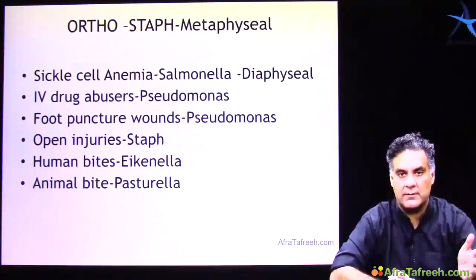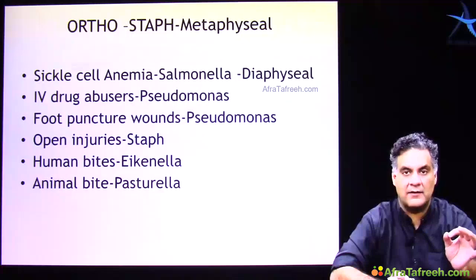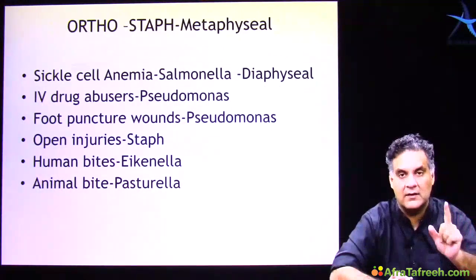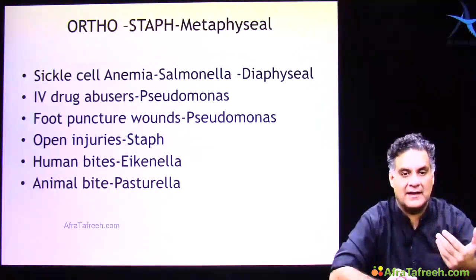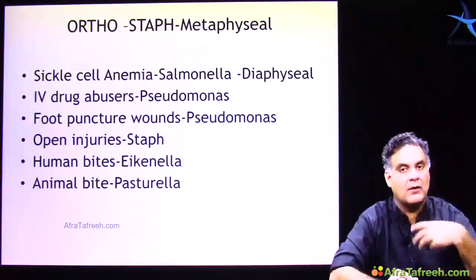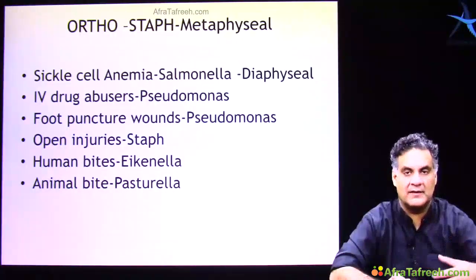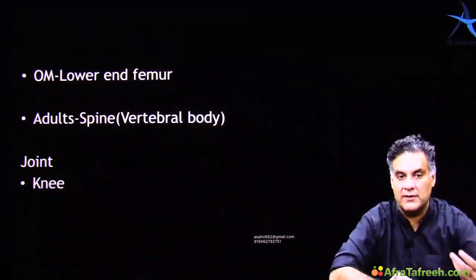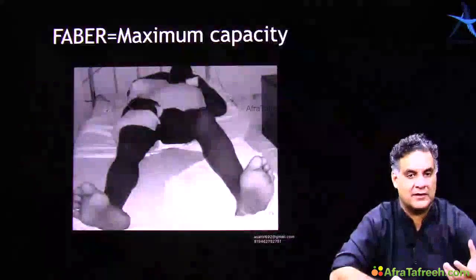Some exceptions that you should remember: sickle cell anemia. Salmonella is the organism, but it affects the diaphysis. If they ask you metaphysis in sickle cell, think about Staph aureus. Drug abusers, Pseudomonas. Foot, Pseudomonas. Open injuries is also Staphylococcus aureus. Human bites is Eikenella, animal bites is Pasteurella. Also remember that in sickle cell anemia, Salmonella can cause multifocal osteomyelitis, involving different areas of the body. The most common area affected in osteomyelitis is the lower end of femur. In adults it is the vertebral body, and if they talk about joints, the knee is the commonest affected joint.